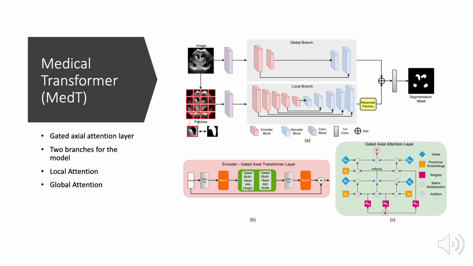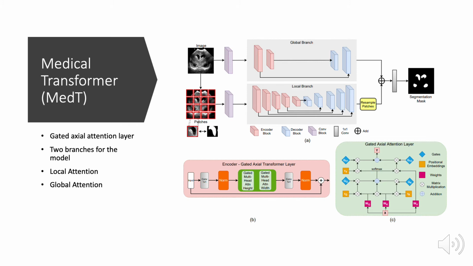The med transformer, or medical transformer, the Med-T that they developed, uses an attention layer, which is a gated axial attention layer, which modifies the tensor to focus on attention in one axis at a time. One of the other innovations here is the two branches for the model, one that they call the local branch and one the global branch, shown here in the diagram.